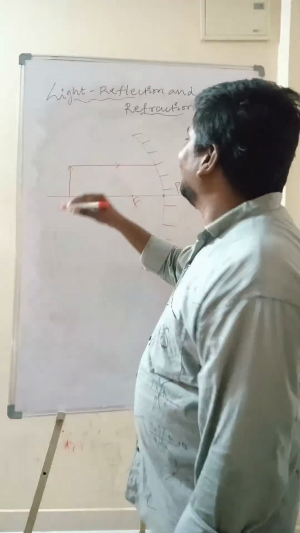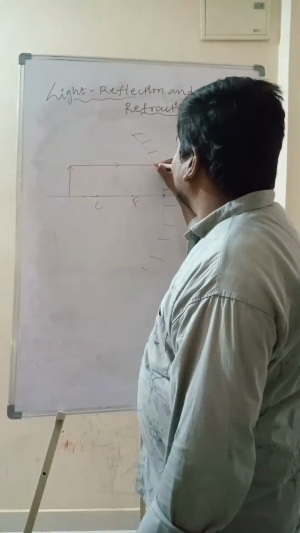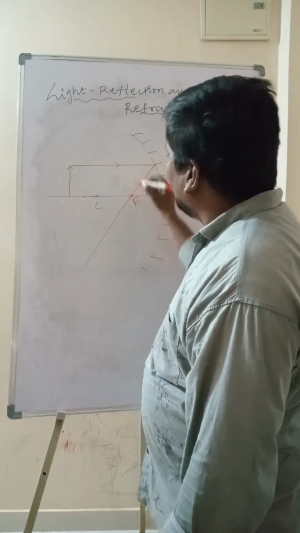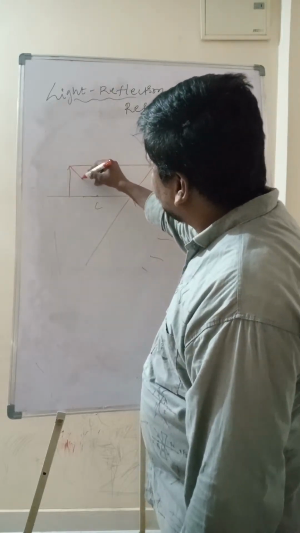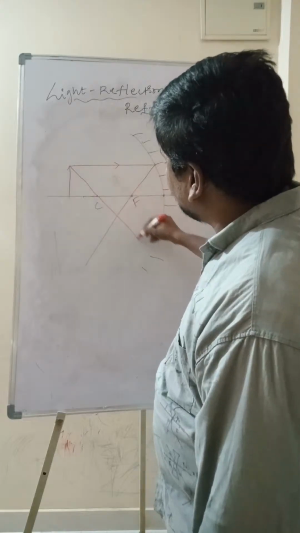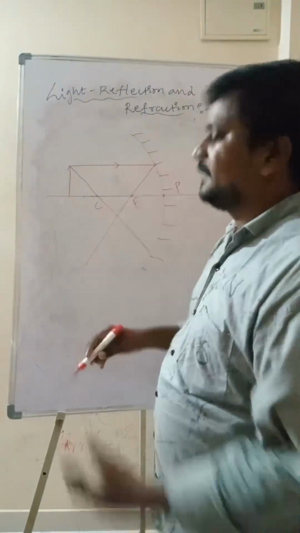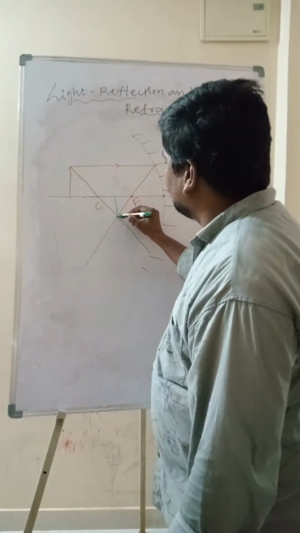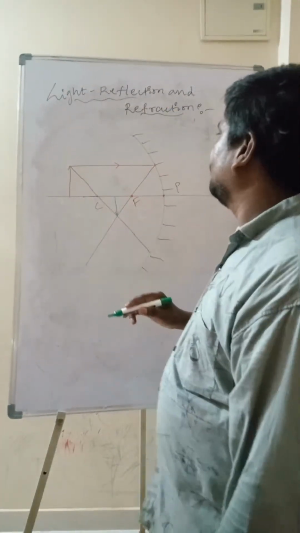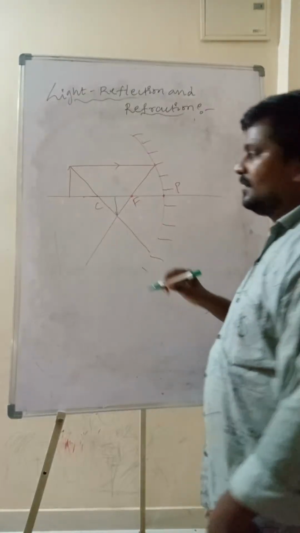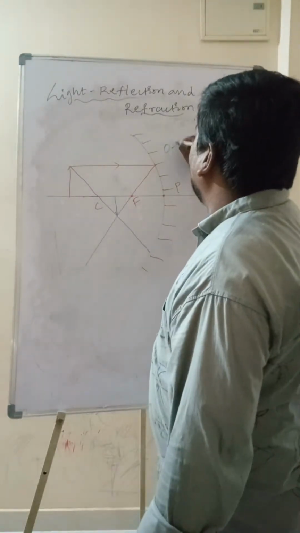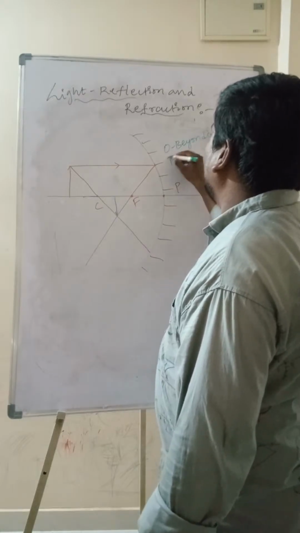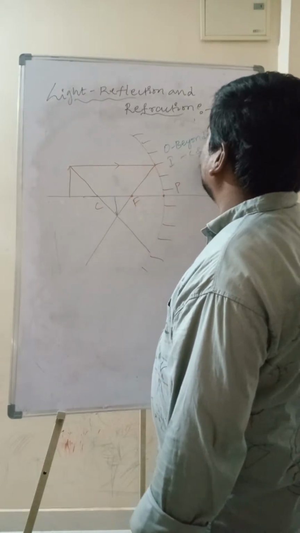So one light ray I am taking like this. It passes through the focus. And one more light ray I am taking like this, passes through center of curvature. Yes. So where will the image form? Between C and F. The object is beyond center of curvature, beyond C. Where will the image form? Between C and F.